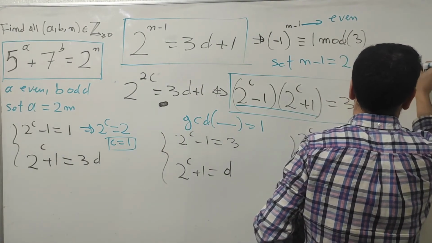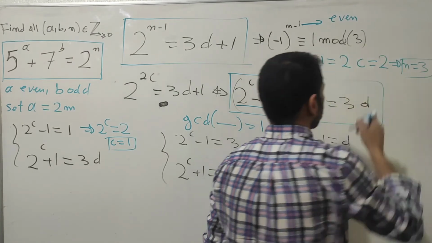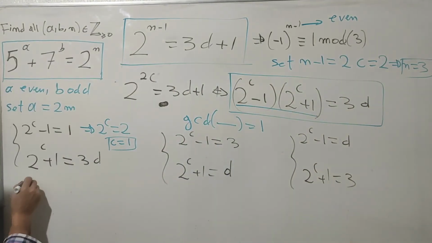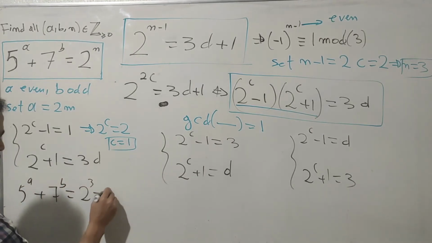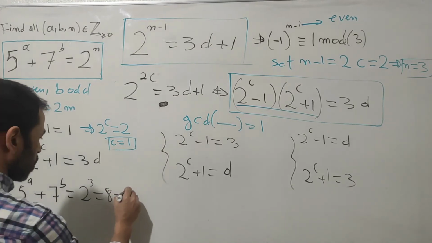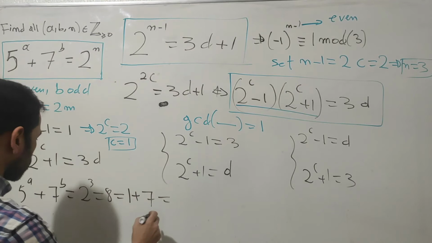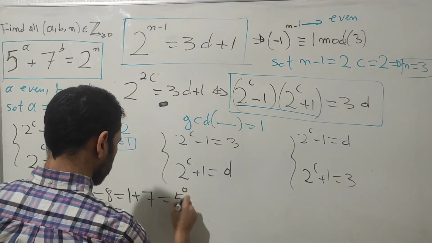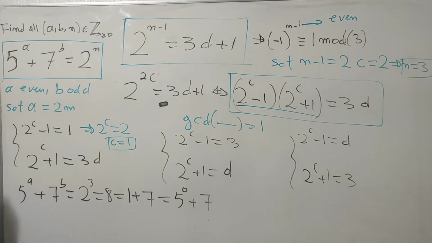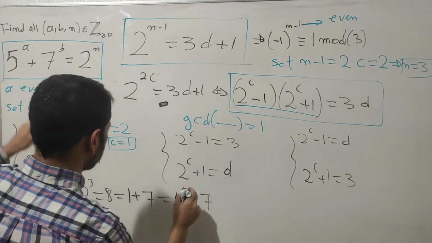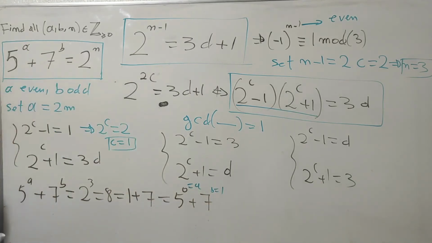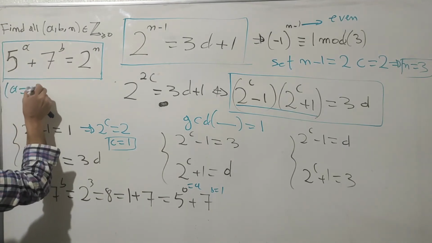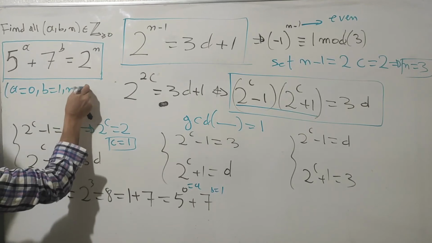Thus N equals 3, because after moving over number 1 to the right, we get 5 to the A plus 7 to the B, which equals 2 to the 3, which equals 8. This 8 is going to be written as 1 plus 7. Also this one is going to be written as 5 to the 0 plus 7. Now we found the solution for this one. This 0 equals A, this 7 equals 1. Now we found the first solution. We get A equals 0, B equals 1, N equals 3.